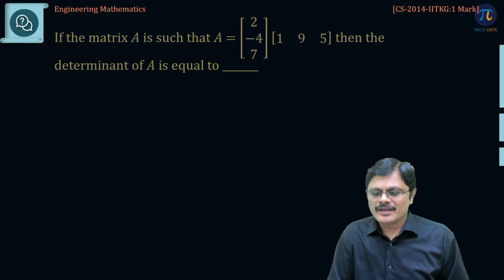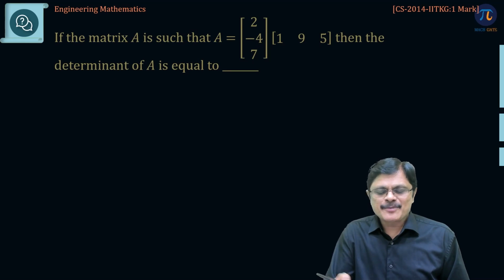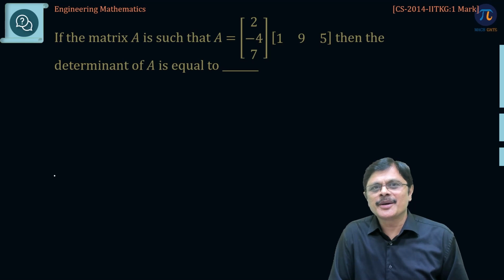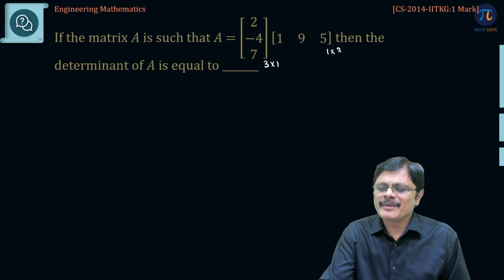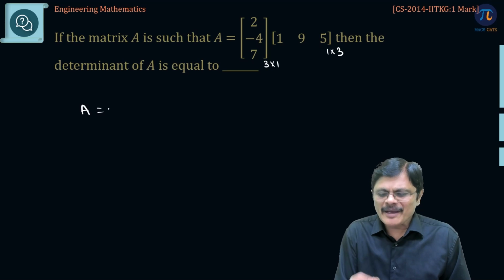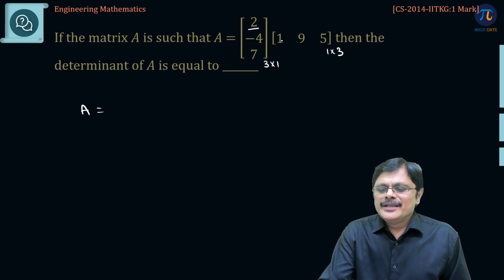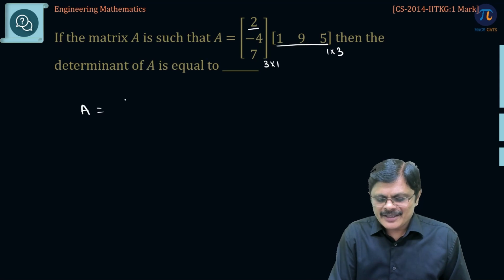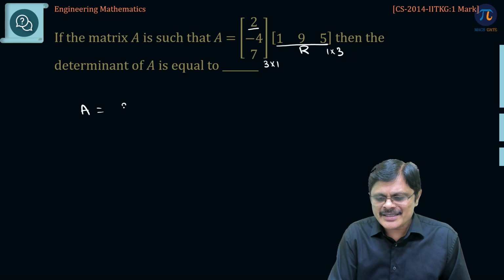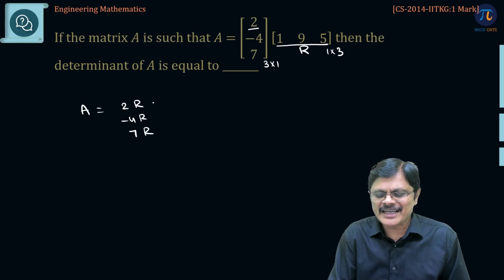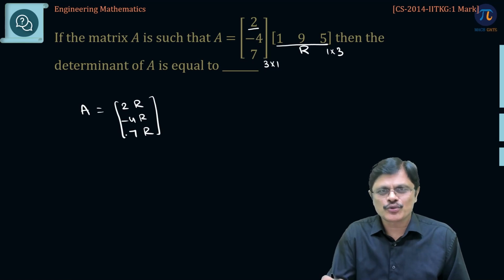Next question. Matrix A is given as product of these two matrices. What is determinant of A equal to? Here friends, if you observe, it is a 3 by 1 matrix and a 1 by 3 matrix. When you multiply, this 2 will be multiplied with every element. So if you call the row R, the matrix which you get is 2 times R, minus 4 times R, 7 times R. So these are the rows.